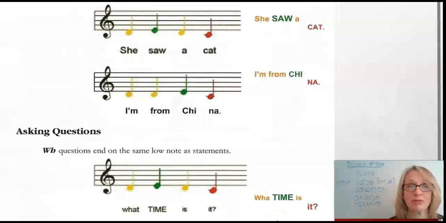So just as a review, we'll look at these simple sentences, say them with me, and stress and maybe move your hand the same as I'm doing so that you can get the exact rhythm. She saw a cat. Next one. I'm from China. And our information question, what time is it? Great.